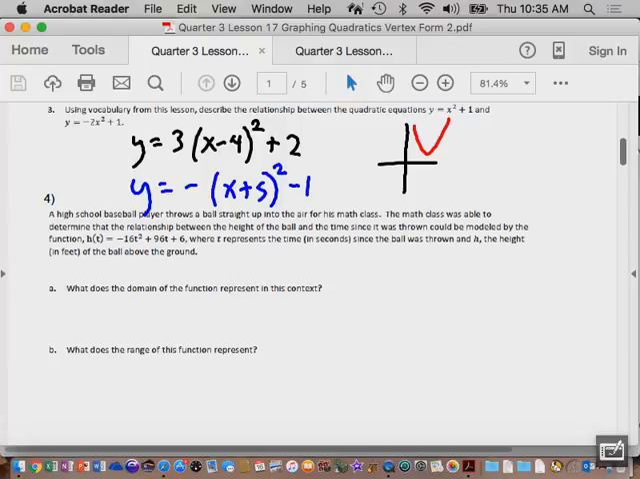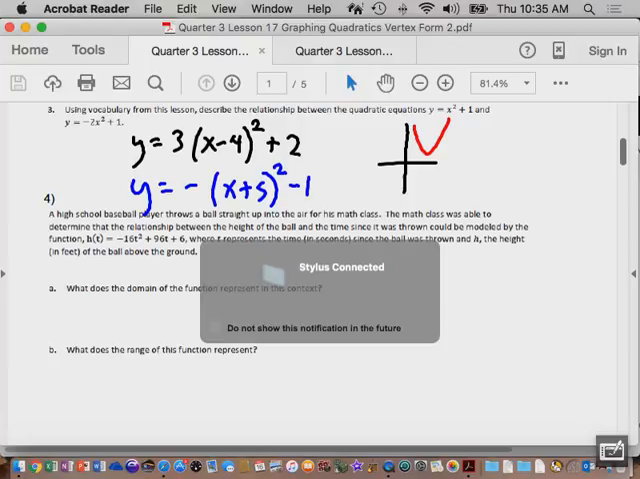Next, as far as range goes, look at the table. What's the maximum value on the range? 150. 150. So we would say that the range of this, I do want to write this one down.